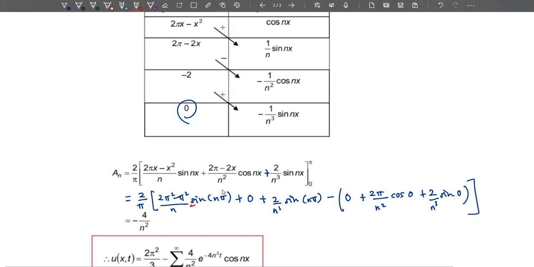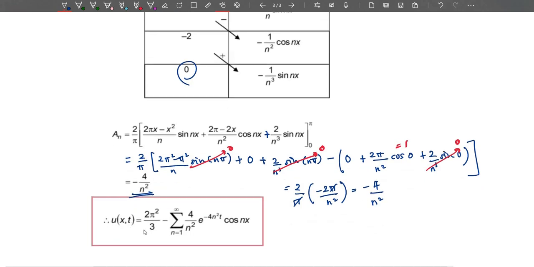sin nπ is actually 0. This one is 0. So sin 0 is also 0. This one is equal to 1. Therefore, we are left with 2 over π times negative 2π over n squared. Simplifying π and π, we will have negative 4 over n squared. Alhamdulillah, we obtain the same value. Negative 4 over n squared.